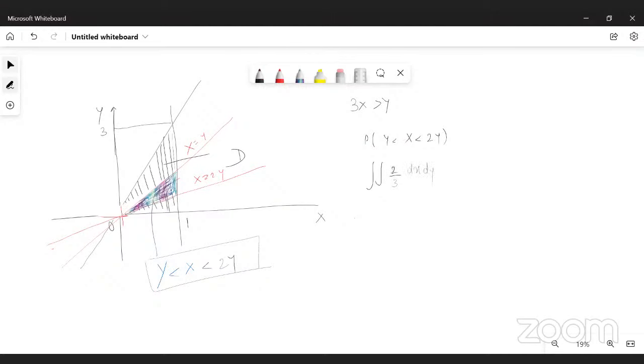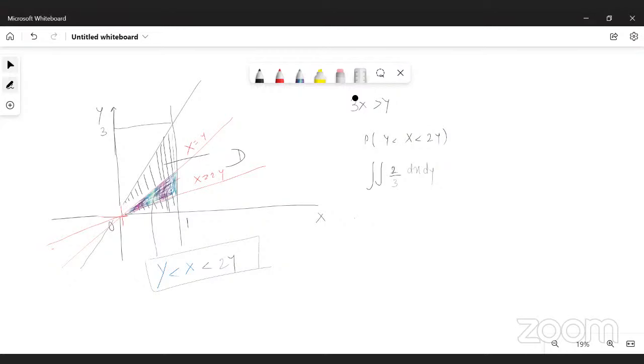Now, let's say first I want to integrate with respect to x. Any idea on how we take the limit of integration? Ma'am, may I say? Yeah. Ma'am, first I think for each x we have to integrate the values of y from 0 to x by 2. And then once that integration is done, we have to integrate x from 0 to 1. That's how I think we should proceed.